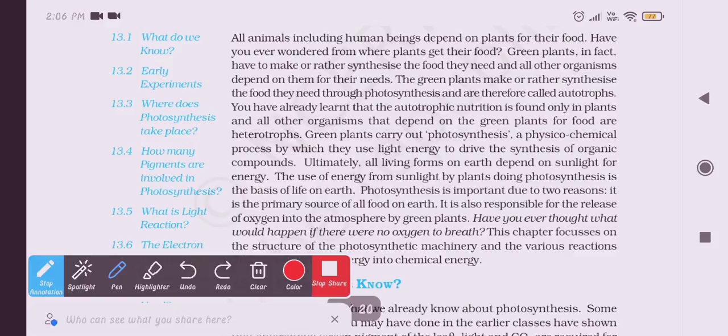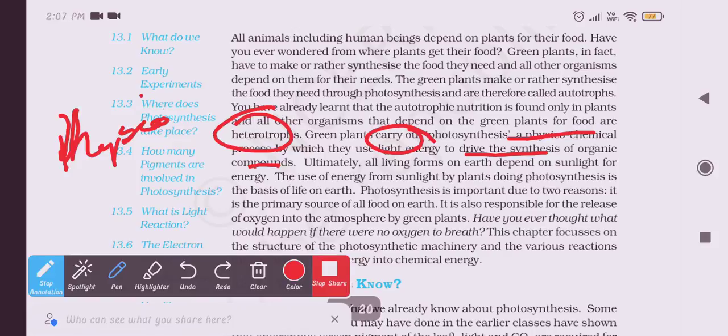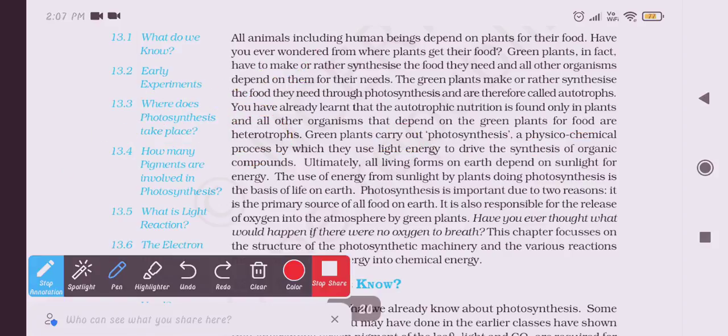So, those which are dependent are called heterotrophs, and green plants carry out photosynthesis for making their food. Photosynthesis is a physiochemical process, in which they use the light energy to drive the synthesis of organic compounds. And ultimately all the living forms on the earth are dependent on the sunlight only, right? So we are dependent on the sunlight for everything.